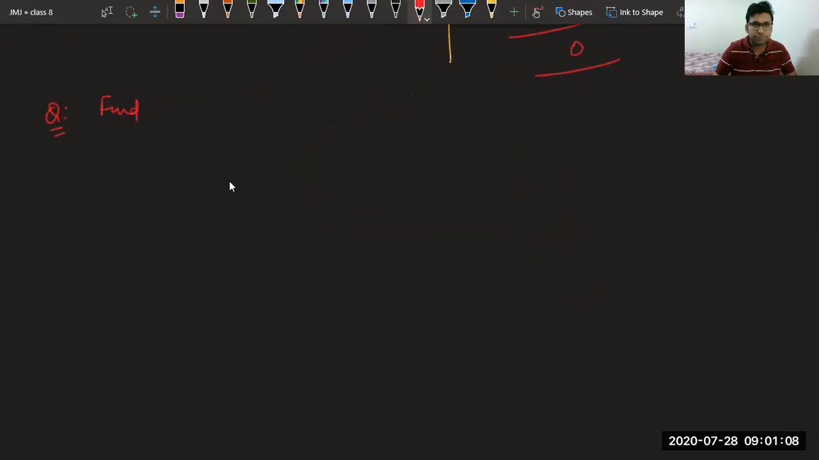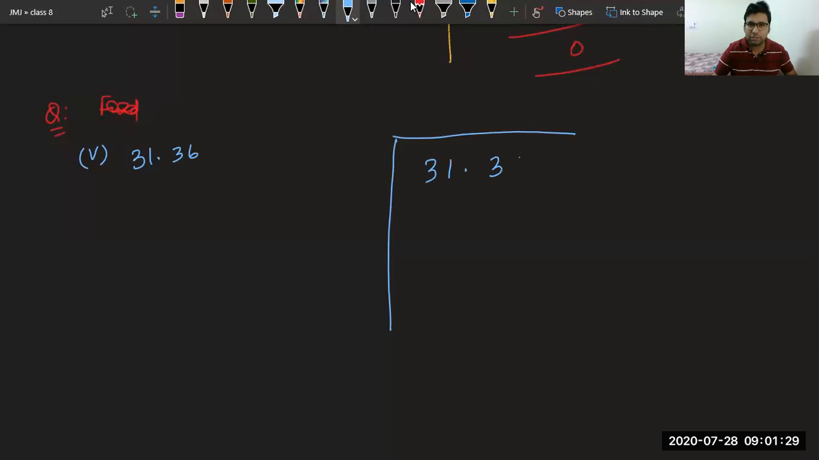Find, sir, do 31.36. Joel, okay. One second. The 5th part you are asking. 31.36. But it is similar. Same way you will make this 31.36. Before the decimal, pairs will be from right to left. After the decimal, it will be left to right. So first number is 5. 5 5s are 25. 31 minus 25 is 6.36.